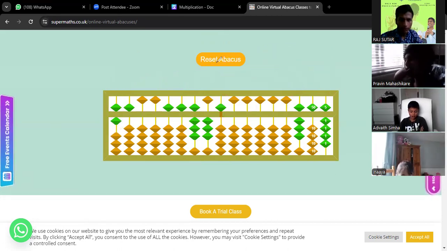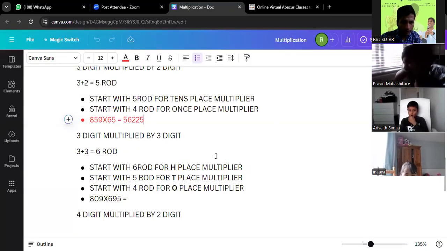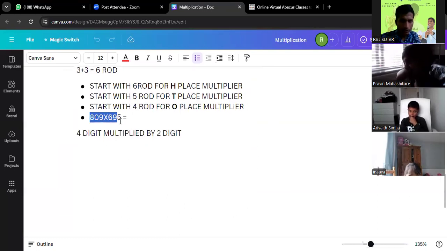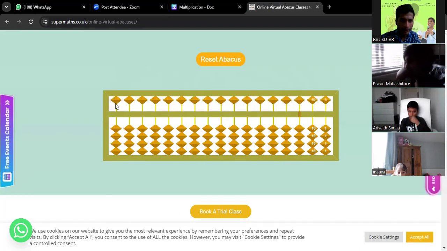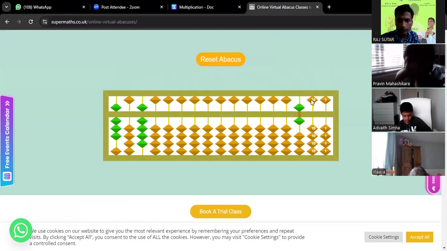Okay, children. So let me reset the abacus. Now let's take the sum 3 digit multiplied by 3 digit. Let's take the sum 809 multiplied by 695. Actually, here a 17 rod abacus is needed.